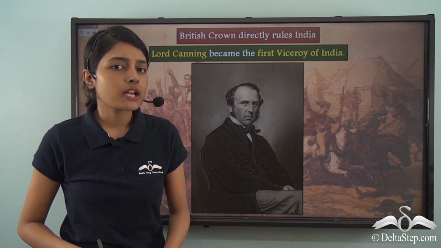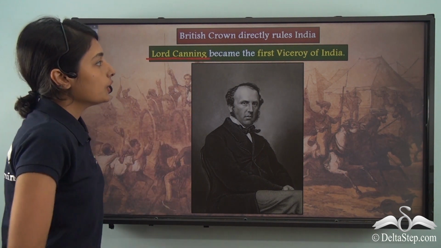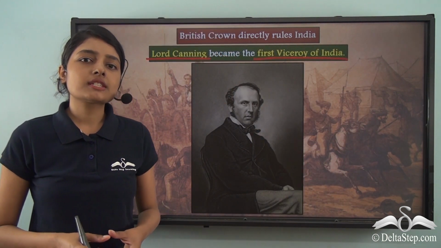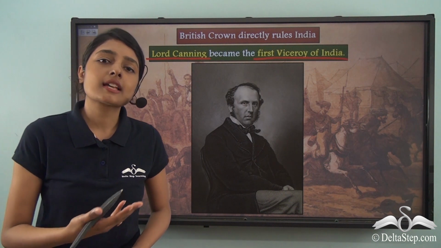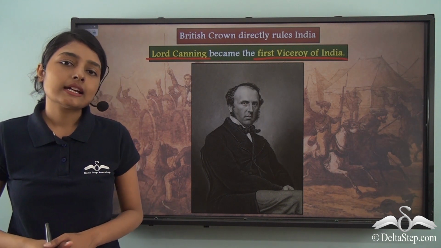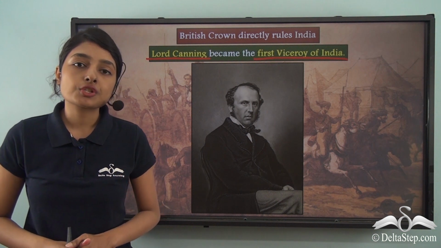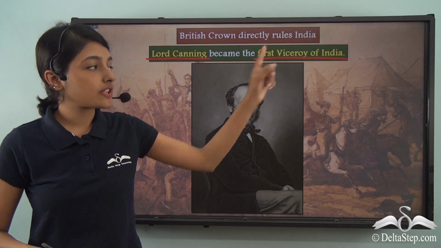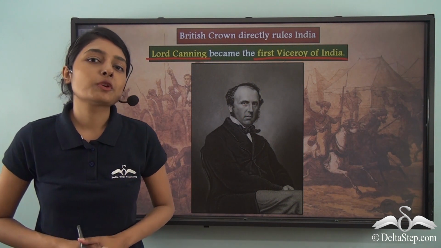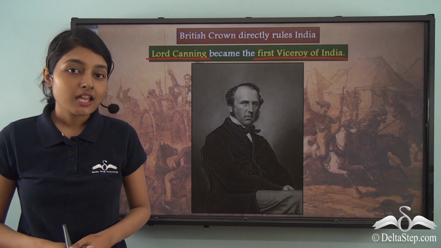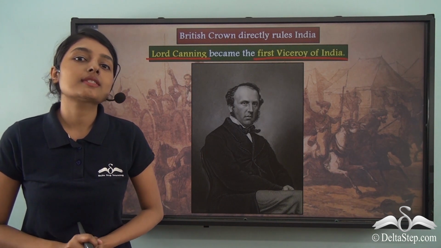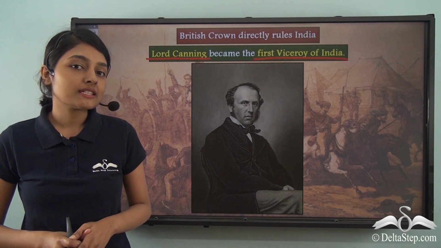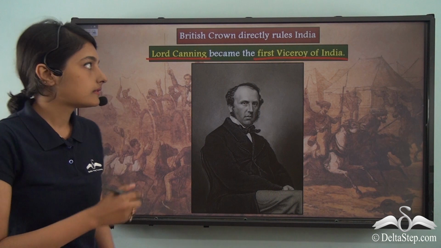Now at this point of time, it was Lord Canning who became the first Viceroy of India. The Indian subcontinent has witnessed many viceroys coming to power till India gained its independence from British rule in 1947. Lord Canning became the first Viceroy of India, and let me give you an important piece of information in this regard. It was Lord Mountbatten who was the last Viceroy of India before India got its independence in 1947.